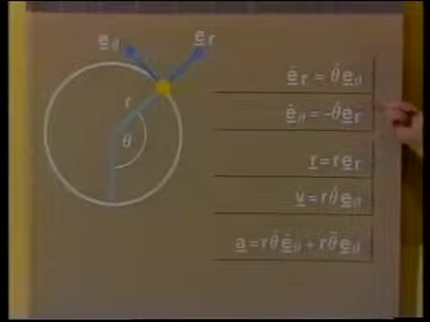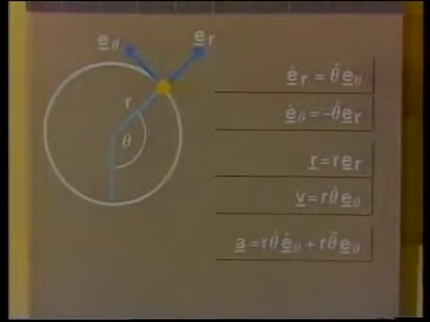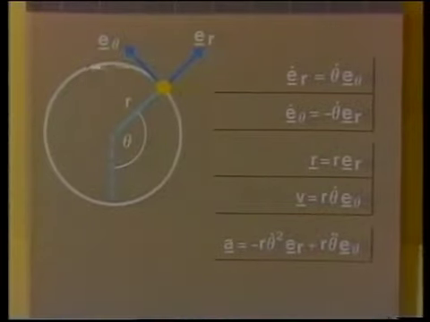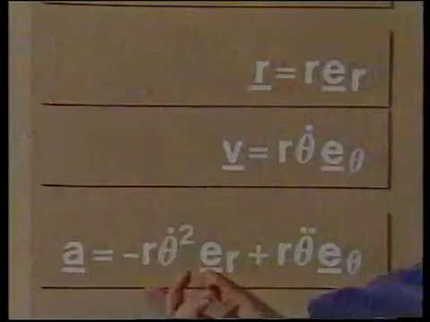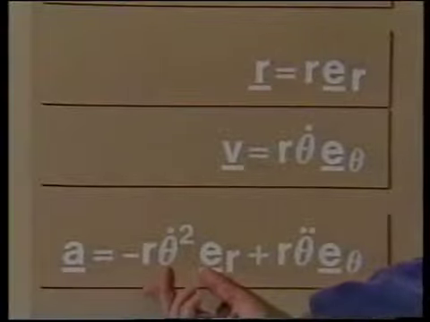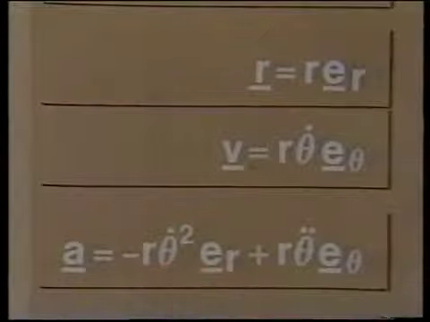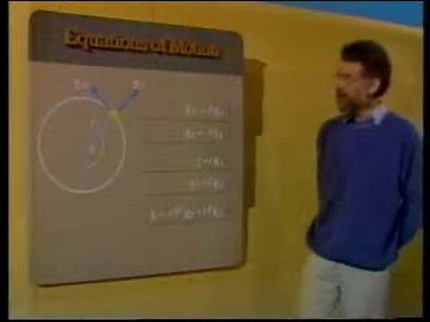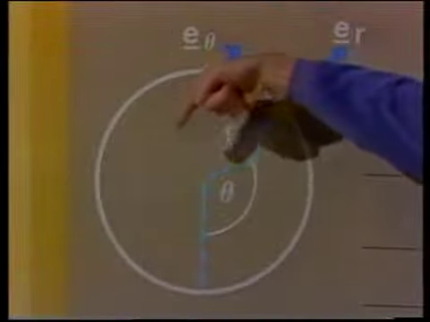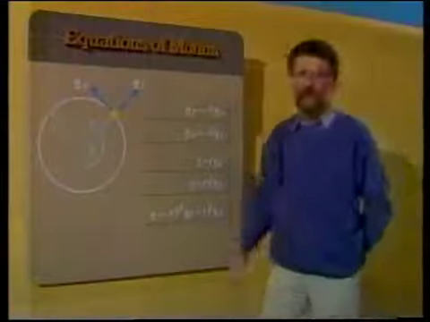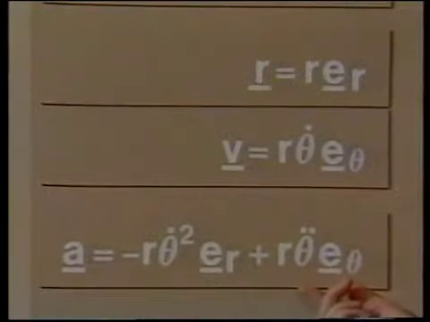which, using this result for e theta dot, becomes a is minus r theta dot squared er plus r theta double dot e theta. So we have two components of acceleration. The first one points radially inward, and this is the one which corresponds to a change in direction of the velocity vector, and which we have even when the speed is constant. I think of this term as arising from the fact that as the particle moves around the circle, its velocity vector is constantly being turned in towards the center of the circle. And then we have this term, which is along the tangent, and which corresponds to a change in speed.